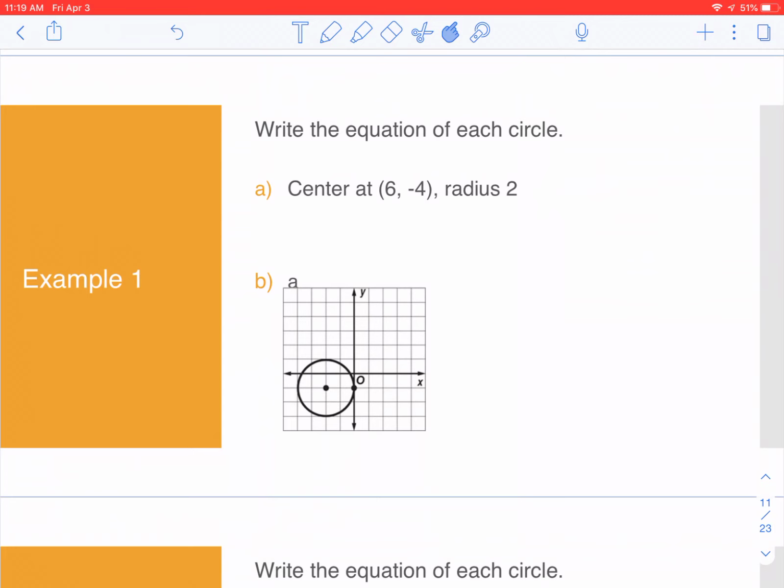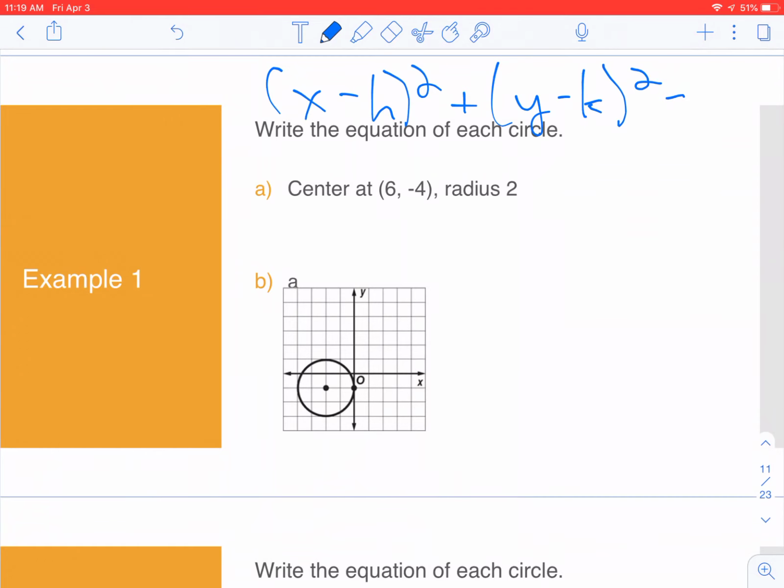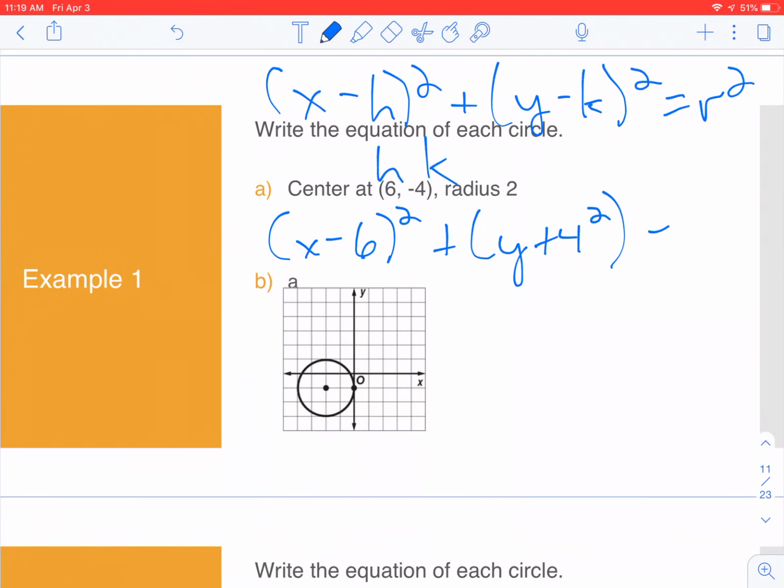So once again, let me write the equation here. Okay, so we have h, we have k, (x - 6)² + (y + 4)², and then I take 2 squared and I get 4. So that's pretty much how we're writing it out.